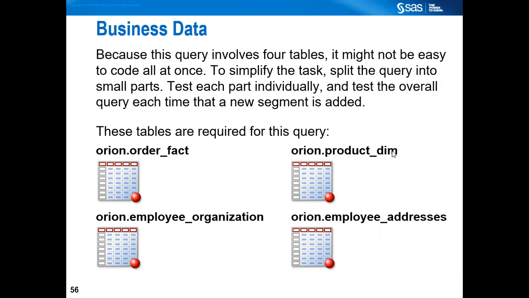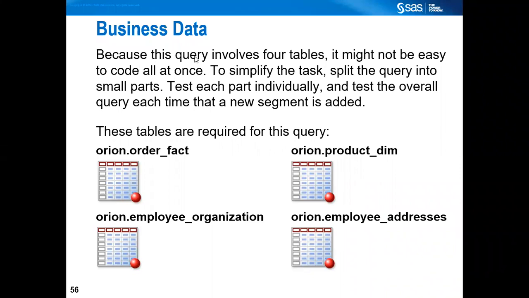Of course, dim means demographic or dimensions of product, that is the name of the product ID, all those things. Organization is employee information where you'll get the managers and employees. And of course, employee address is the data where you have the information of their residential details. So you have 4 tables.